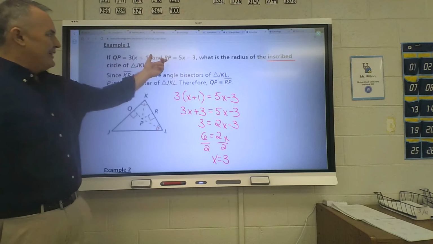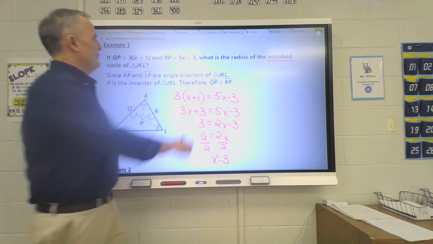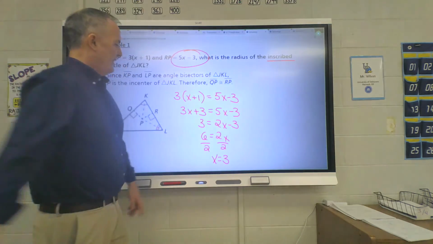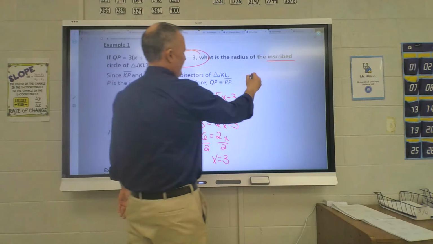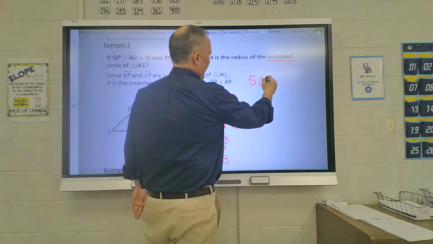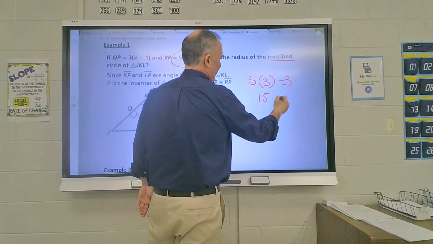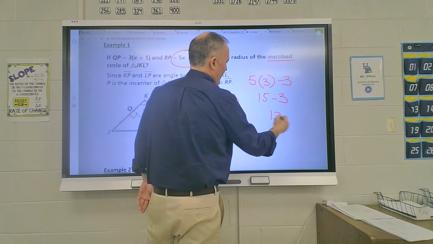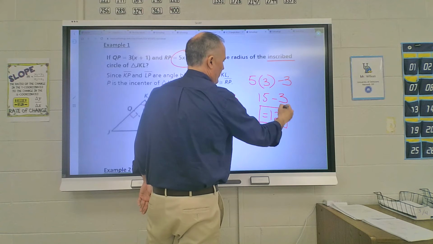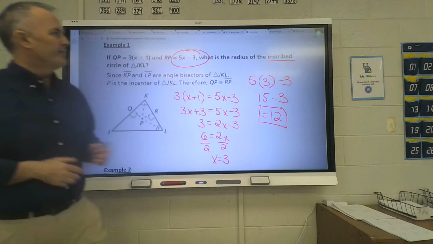All right, well, I can use either expression because they're both the same distance. So let's use 5x minus 3, shall we? So if I had 5x minus 3, it'd be 5 times my value of x, which is 3, minus 3, which gives me 15 minus 3, which is 12. All right? There we go. That's our first example problem.